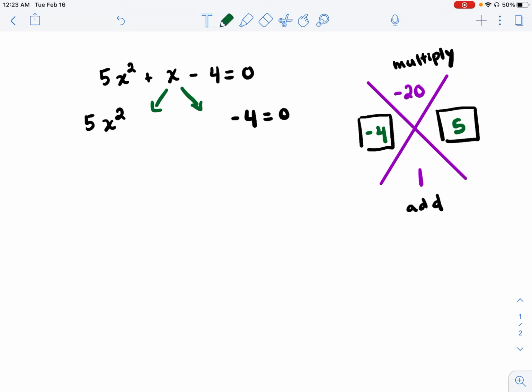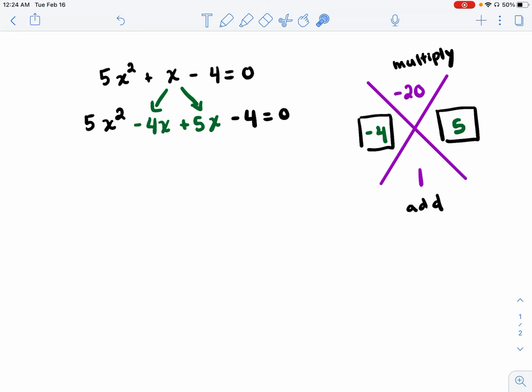So why did we want these two numbers? These two numbers represent how we're going to break this x up. So we have negative 4 and 5. So I can represent this as negative 4x and then positive 5x. So this x got broken up into these two terms. Now, you might wonder, Miss So, which one goes on the left and which one goes on the right, and does it matter? The answer to that question is yes, it does matter.